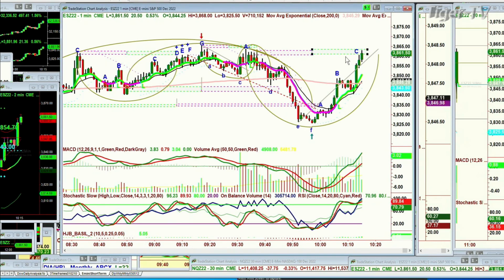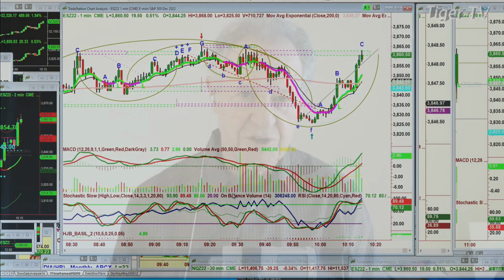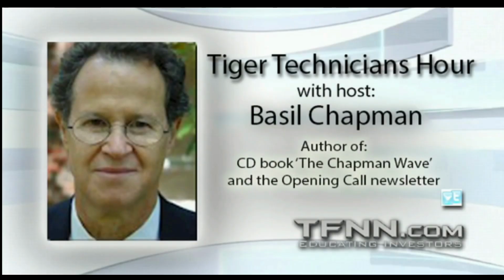The reason I wanted to do this is to show you what I'm looking at when we go through the different charts. Here we go, I'll show you the Dow. As we're going to the break, our first break, look at the left side, right side price time match to that leg C in the Dow. I'll be back in a moment. The Dow is up 484, S&P's up 90. Basil, Chapman, Tiger Technicians on.